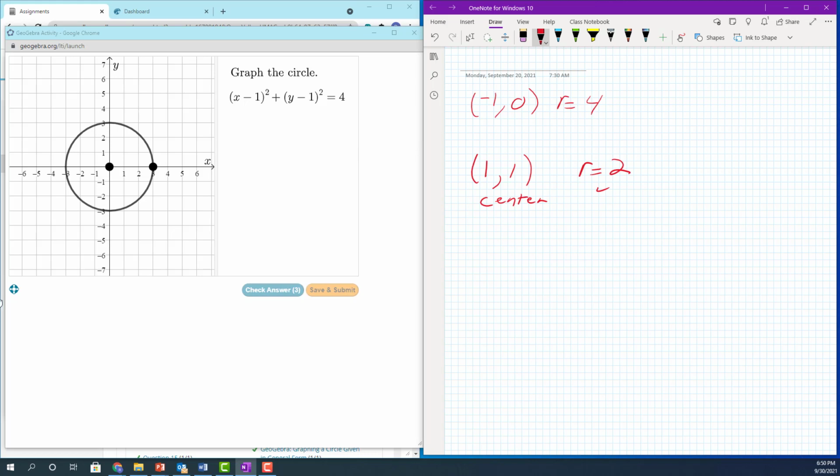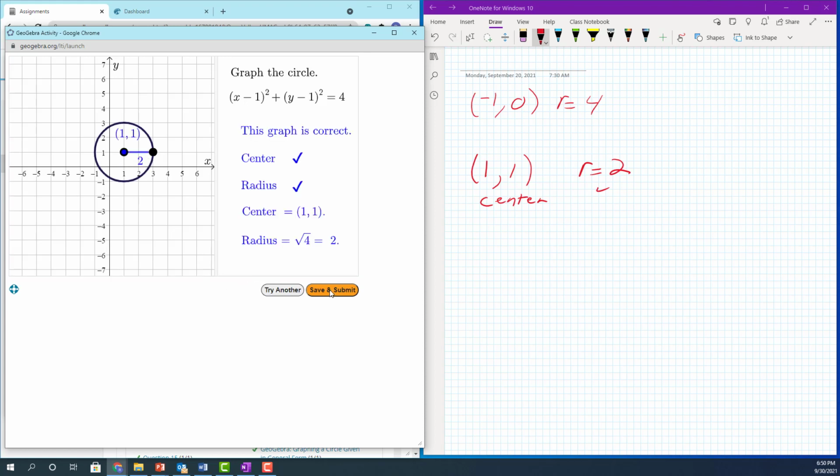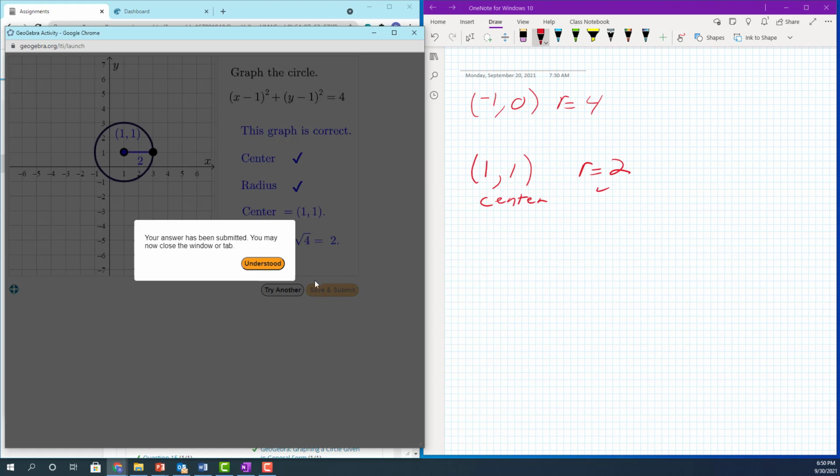So let's go ahead and move that center to the coordinate 1, 1. There it is. Now the radius is going to be equal to 2. So we can start here, then we can go 1, 2. There's our radius, and now we can check our answer. And we are correct. Always good to be correct the first time, especially when you're the so-called professor. Okay, and that takes care of that.